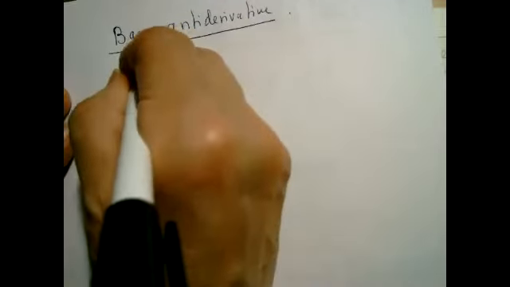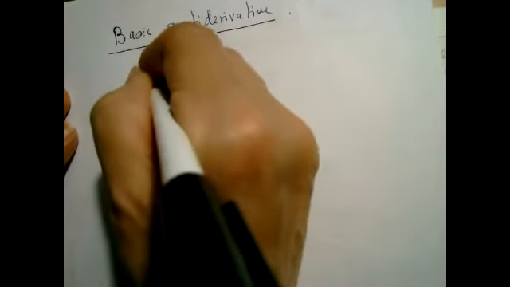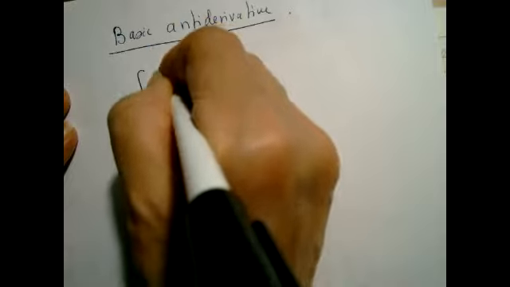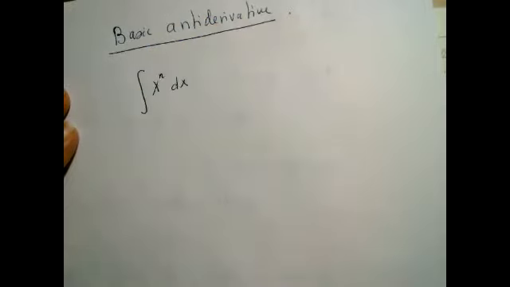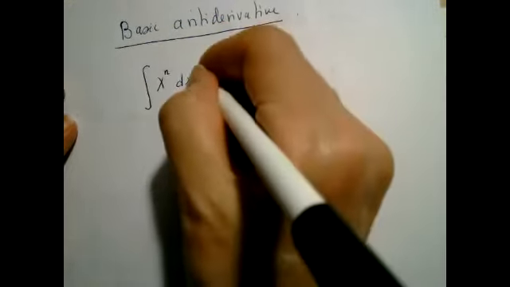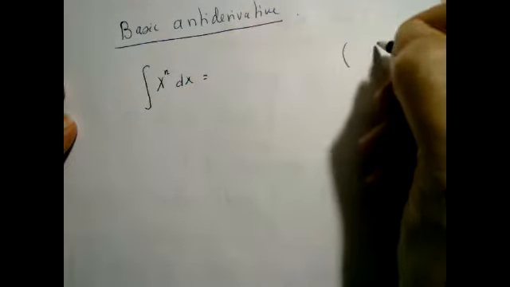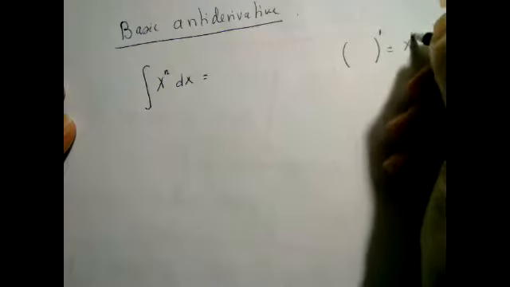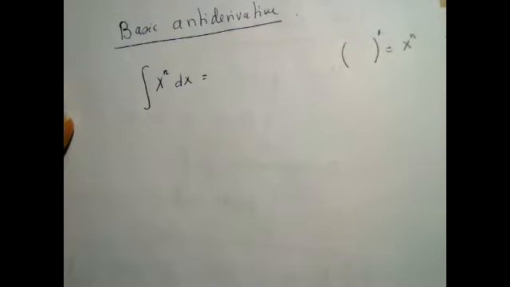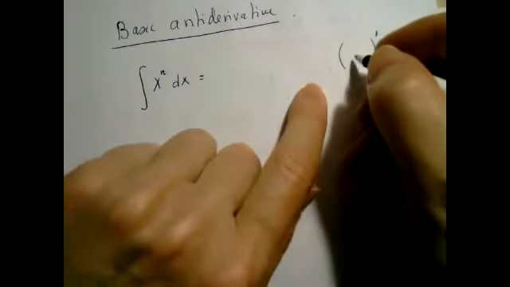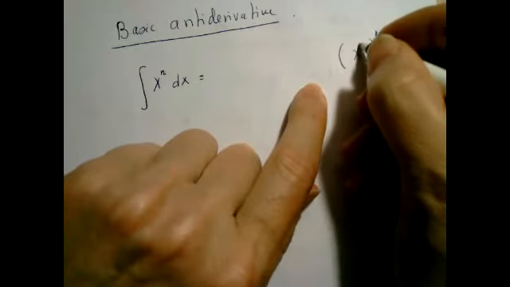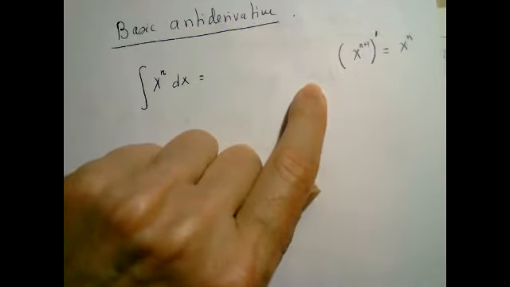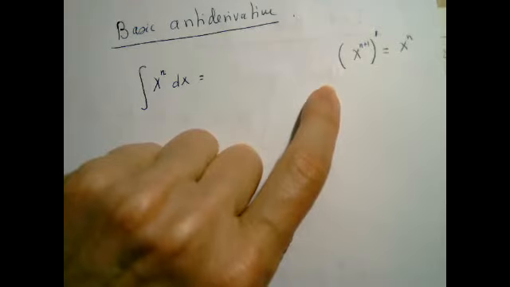So let us generalize it. If I have the antiderivative of x to the n dx equal to, of course I'm looking for a function. When I differentiate it, I get x to the n. That's really what I'm looking for. Differentiation tells me that you need an extra power, but that's good.